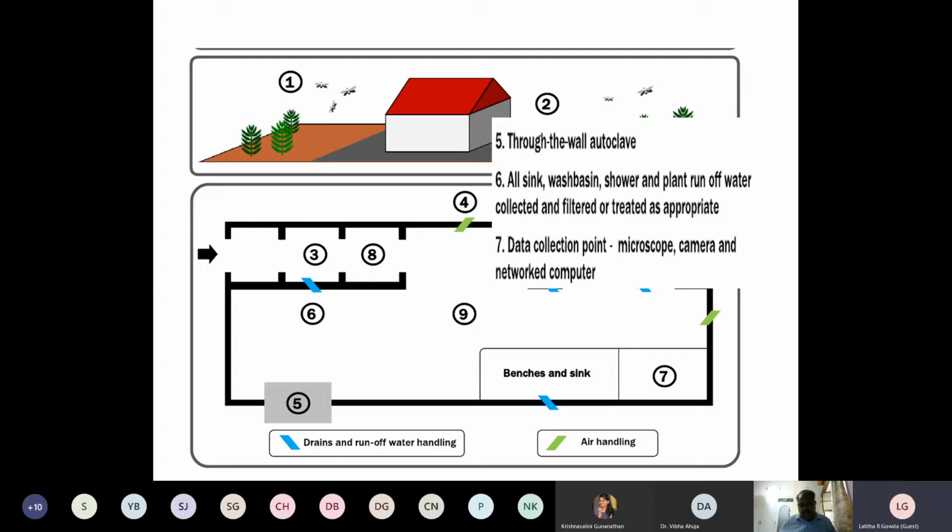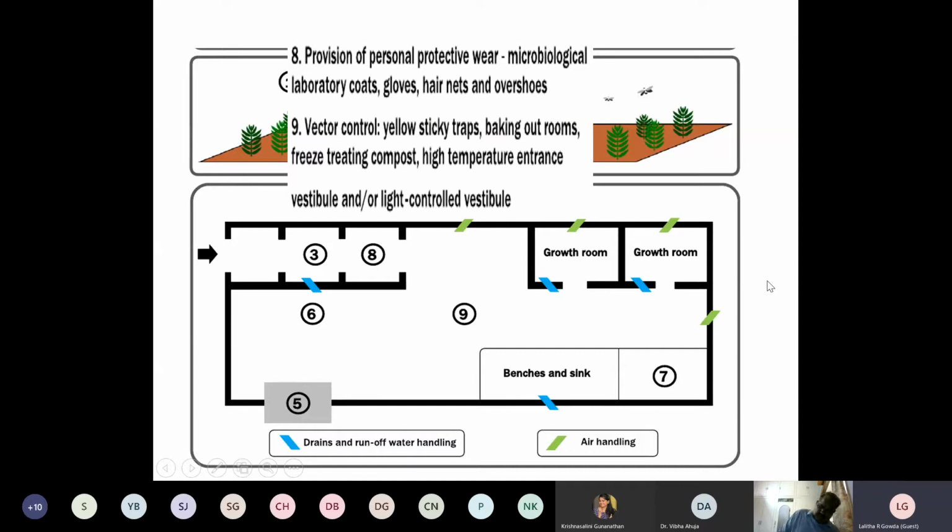And number 8 is the provision for personal protective wear, that is laboratory coats, gloves, hair nets, covered shoes, etc. Number 9 is to have sticky mats, yellow sticky mats or traps on the floor, in case some seed falls, so it can be removed. You can have freezing treatment for compost, high temperature entrance, and light-controlled vestibules, because you might want to keep it dark to prevent insects from entering.